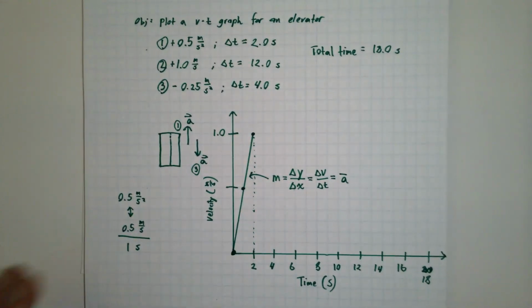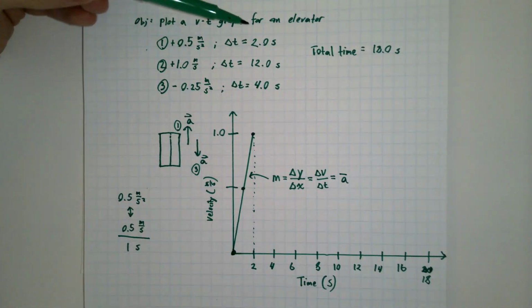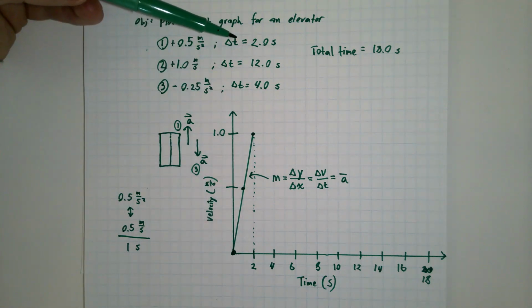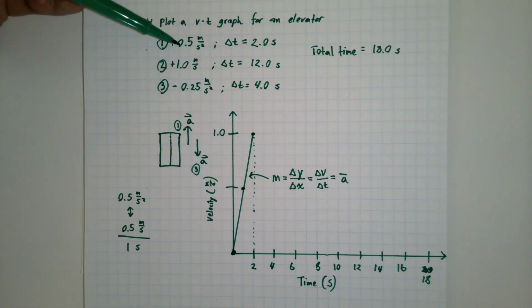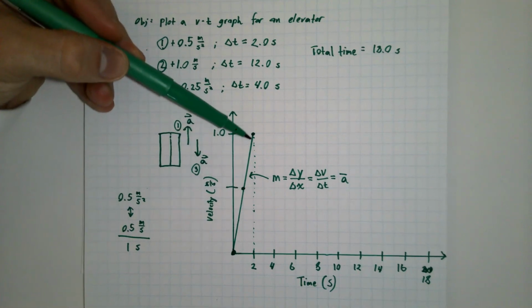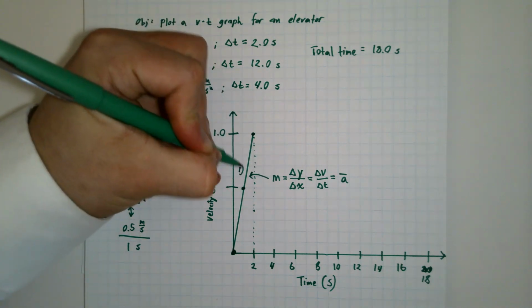So if I wanted to immediately be able to draw this, I would know that over this period of time, so from 0 to 2 seconds, I need to draw a line that has a slope of 0.5. Because the numerical value of this slope that we see here is 0.5. That describes movement 1.